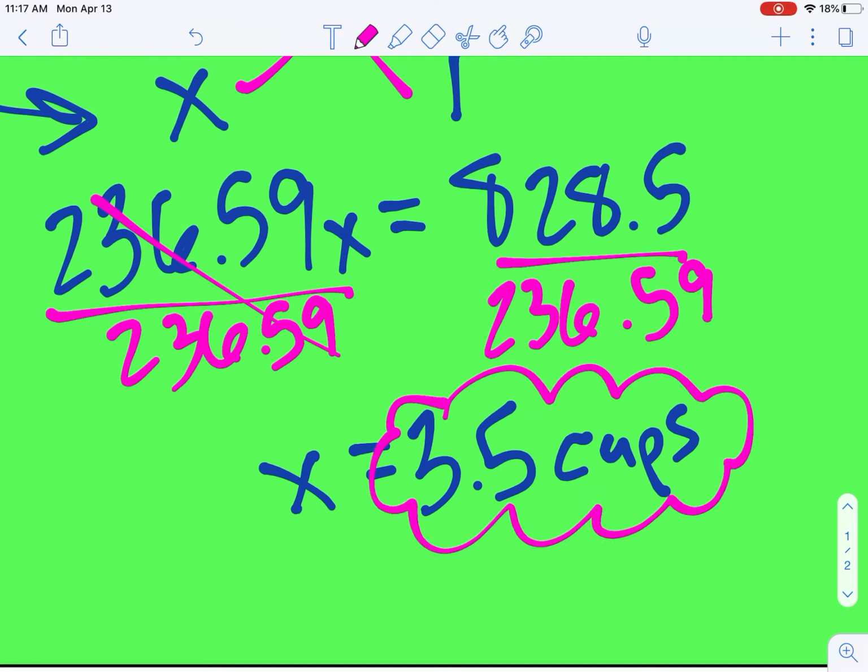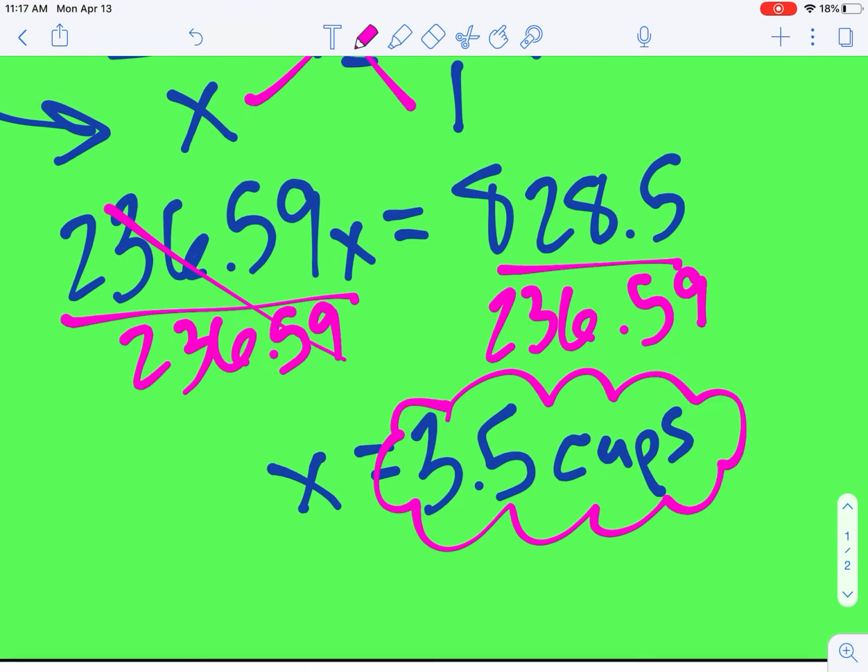All right, so I know that the numbers are gross, but as long as we're staying organized when we're setting up, we should know how to set it up. We should know how to cross multiply and divide. As long as you have a calculator, you should be good to go.